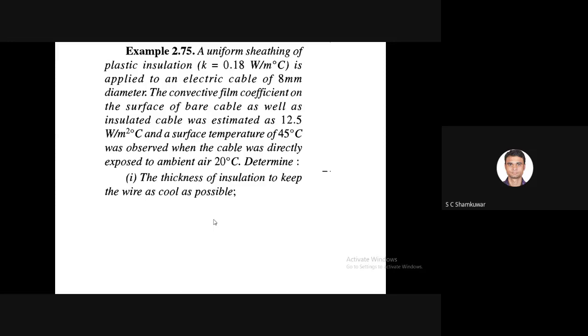Can anyone tell me the answer? What is the problem? Whatever is given, you have to find out the thickness at which there will be maximum heat transfer, and therefore the wire will be cool. You have to find out the thickness. Don't get confused by the complexity of the problem. It is very simple. Number of things are given, but they are irrelevant. In GATE, such type of question is asked. Number of things will be given, but many of them are irrelevant.